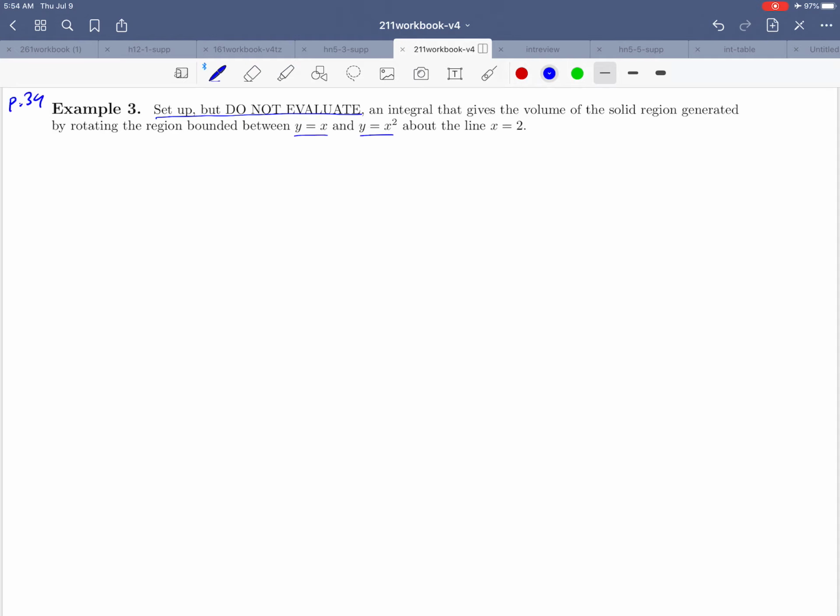So y equals x and y equals x squared. We've got a line and a parabola, and very roughly speaking, the parabola looks like this, and the line looks like this. So you can kind of see the region in between that they're talking about right there.